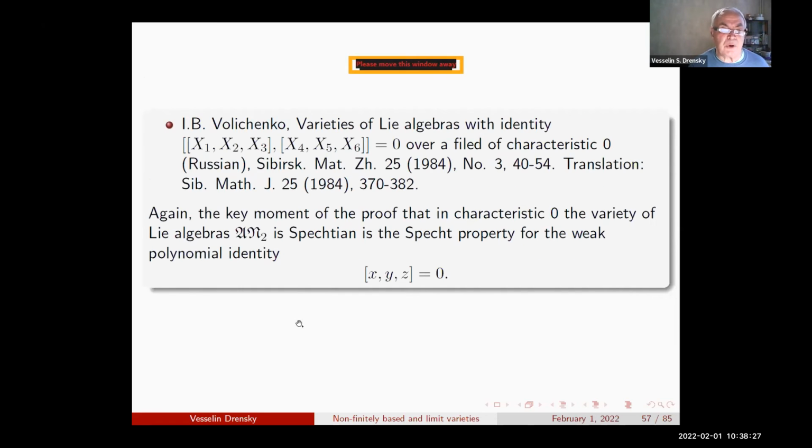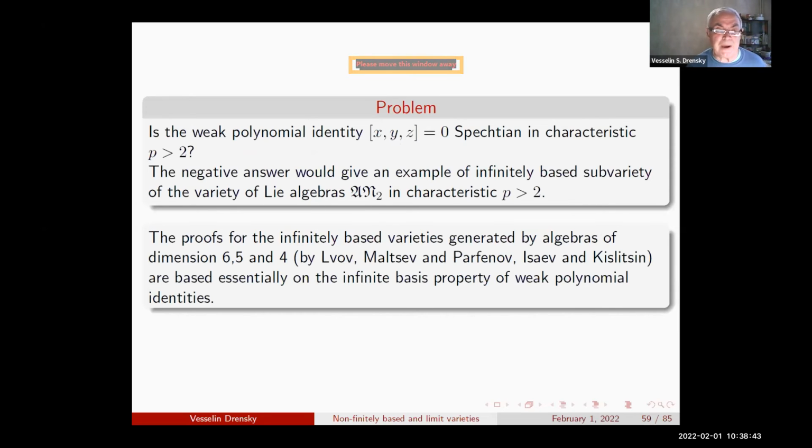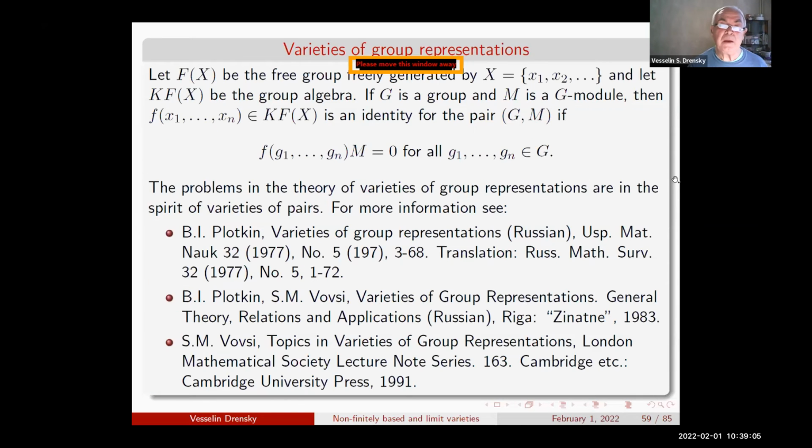Something similar happened with Bahturin and Olshanskii in characteristic 0. He showed that this variety is finitely based, but the key moment was again that if you consider weak polynomial identities satisfying this identity, commutator of length 3, this has no finite basis of the identities. And of course, you have a problem. What happens in the case of positive characteristic bigger than 2? If you give an example, then you have an infinitely based variety, which is a subvariety of the variety of nilpotent of class 2 algebras. And also there are some other examples, so I don't want to discuss them.